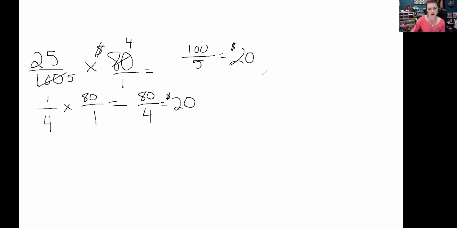Now that's the first part, but it says you spend 65% of the remainder on sandals. So if I start with $80 and I spend that $20, I have to subtract it, which leaves $60 remaining. Now I have to multiply that by 65%. So I'm going to do 65 over 100, just like I did before.